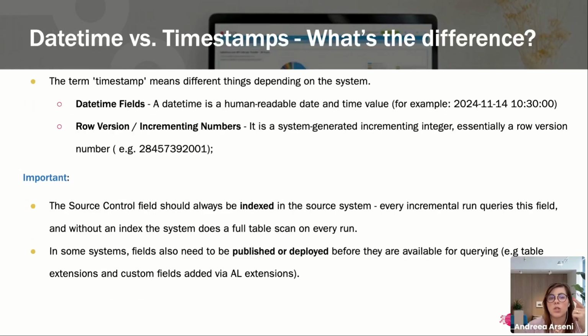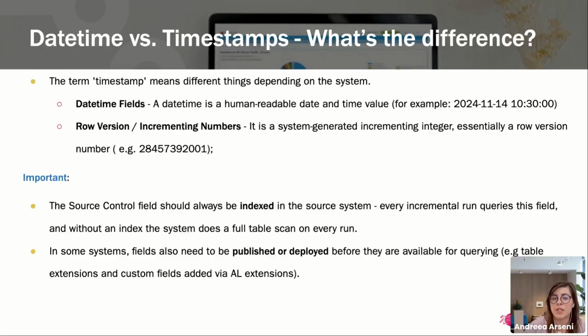Now, let's talk a bit about datetime and timestamps. When we say timestamp, that can mean something specific for one system, and something else for another system. So we have two main categories. We have datetime fields, which are human readable. You can see that specific date and time when a record has been created, for example, or updated. So it's easy to understand.